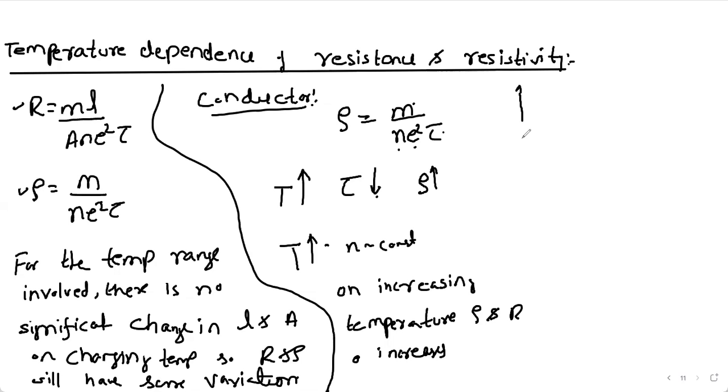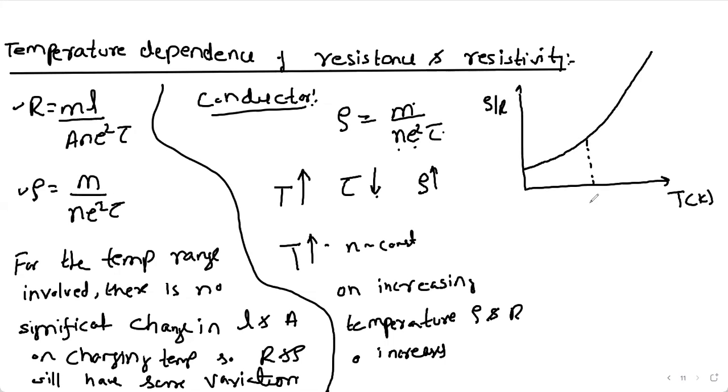If I plot the graph, this is the shape of the graph. This is temperature in Kelvin, and this is resistivity or resistance. This is how resistivity increases with temperature. This temperature is 273 Kelvin. Up to 273 Kelvin, this variation is non-linear, a bit curved. Then after 273 Kelvin, meaning 0 degrees Celsius, this relation will be linear, a straight line.